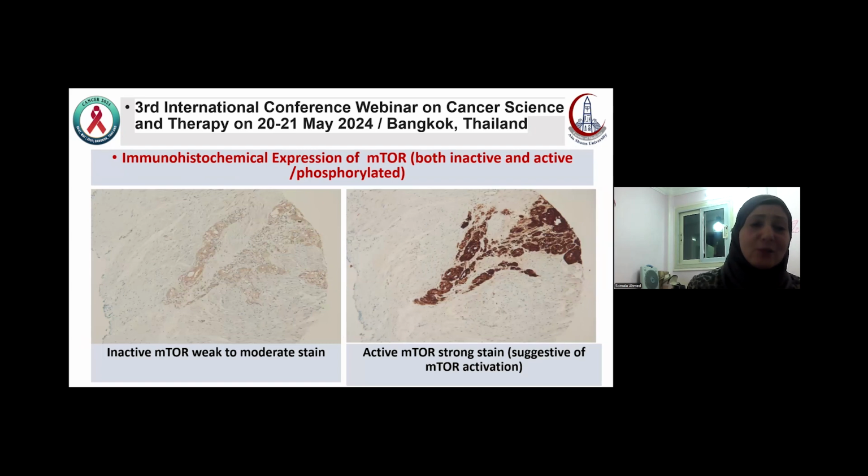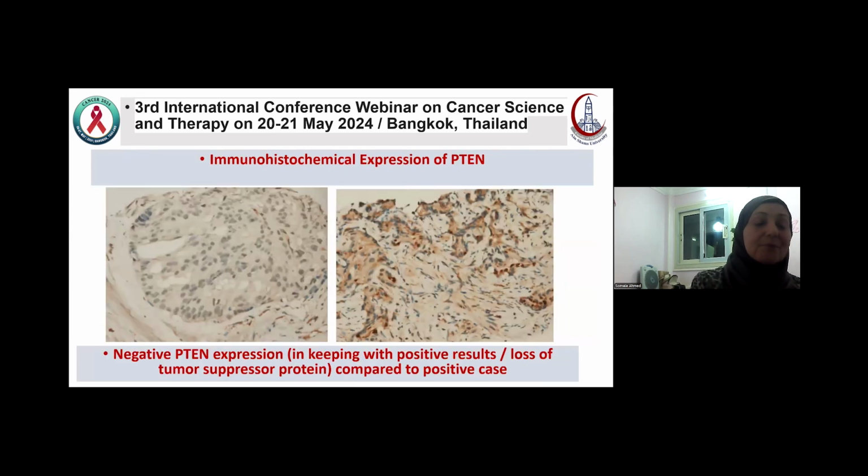And this is to compare the same focus in prostatic adenocarcinoma. One focus shows a weak cytoplasmic stain. These are infiltrating tumor cells. They take a weak cytoplasmic stain for inactive mTOR, and these same tumor cells take a strong cytoplasmic stain for the activated mTOR, denoting the activation of these pathways.